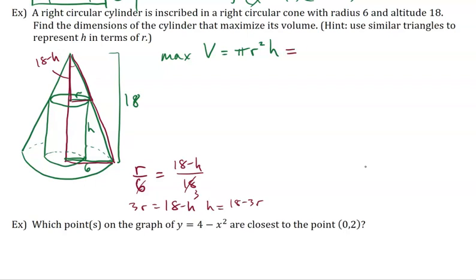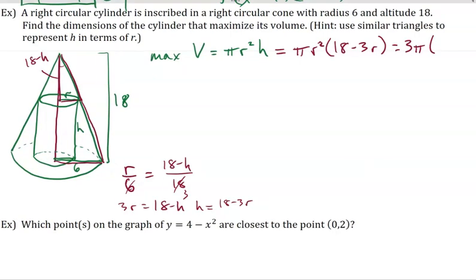Okay, so this becomes pi r squared times 18 minus 3r, which is the same thing as, I'm going to distribute. I'm also going to factor 3 out just because I can. So I'm going to write it as 3 pi times 6r squared minus r cubed. I just pulled a 3 out because I'll leave that with the pi as a coefficient to deal with later. I'm not going to have to use product rule because 3 pi is a coefficient.